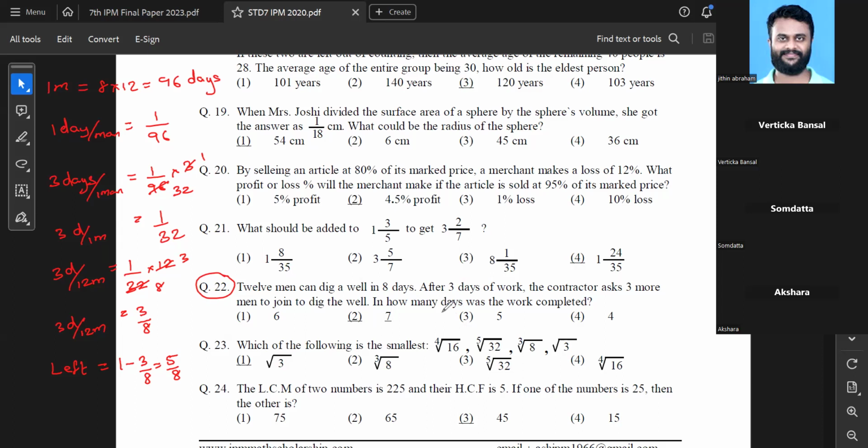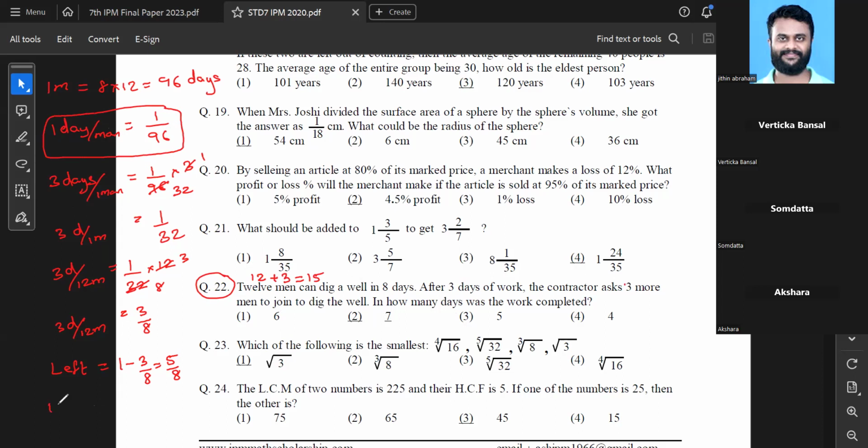3 days are over. So, now we have to find, if the contractor has increased the men by three more. So I know that one man can do 1 by 96 of work in one day. Okay. Now, one man can do this much of work. I already had 12 men. Now I'm adding three more, which means 12 plus 3, total 15 men I have now.